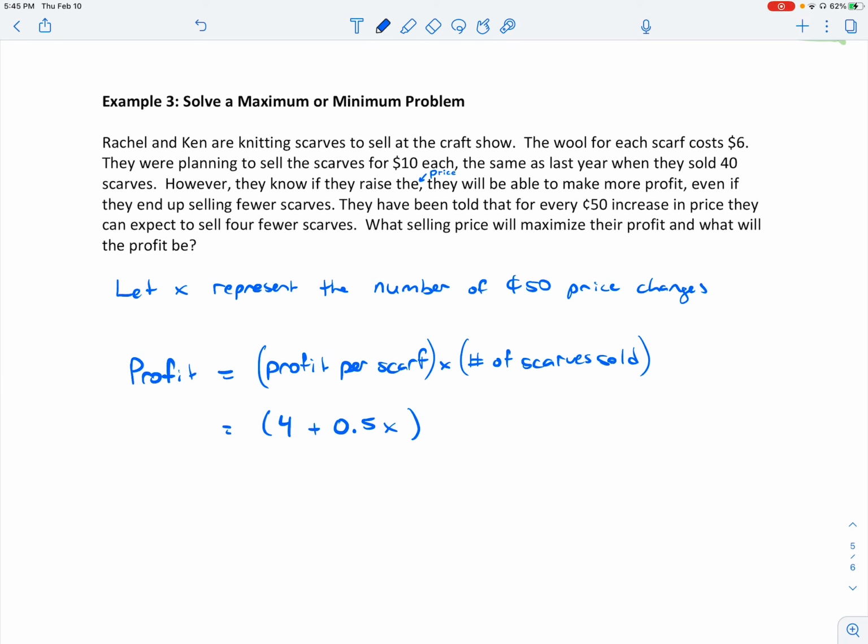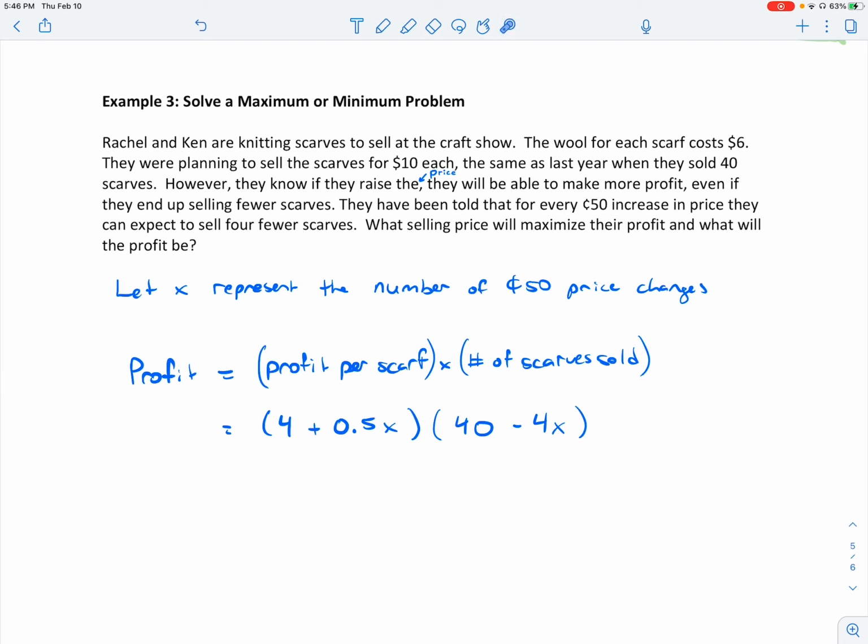And then this is going to be multiplied by the number of scarves sold. In the past, we can see here they've sold 40 scarves. However, depending on the number of 50-cent increases in price, they can sell 4 fewer scarves. So normally they sell 40, but for every x, they're going to sell 4 less. So we're going to write minus 4x. We can see this works really well.